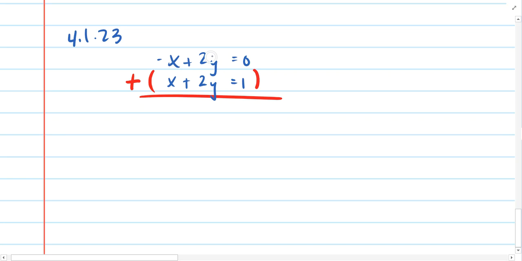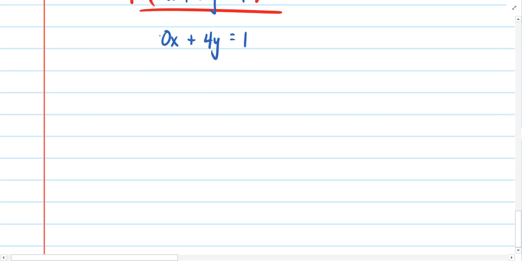So if I take column by column and add these two rows together, negative x plus 1x is 0x. That term has essentially been eliminated. 2y plus 2y is now 4y, and 0 plus 1 is equal to 1. Again, because of the elimination, 0 times x is nothing. So we're now left with the equation 4y equals 1. When we divide both sides by 4, we're left with a value y equals 1/4.